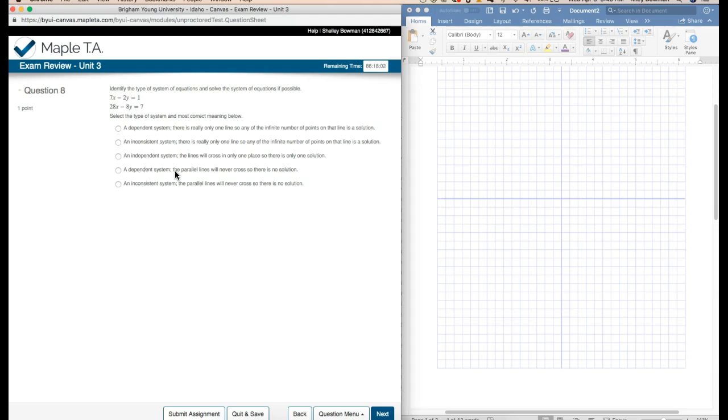A dependent system, the parallel lines will never cross, so there is no solution. This is the correct definition, but wrong system. Dependent means that they're the same equation and they'll intersect at every point. So I'm hoping this last one, inconsistent, means that they are parallel and they will never cross and have no solution. That's our answer.